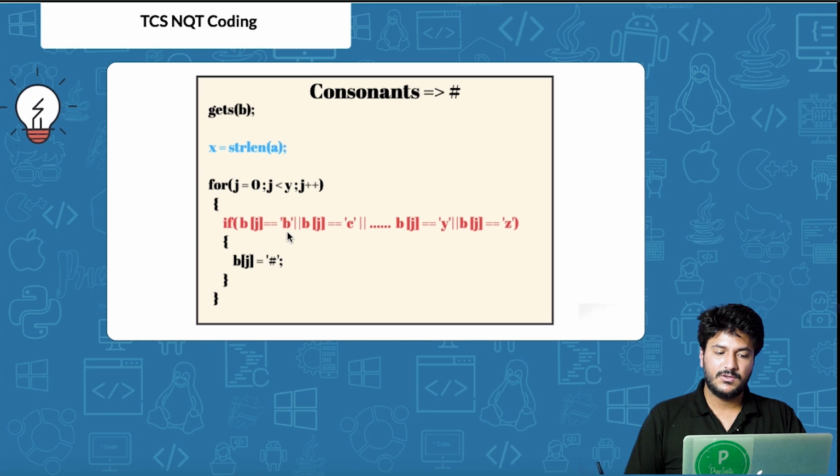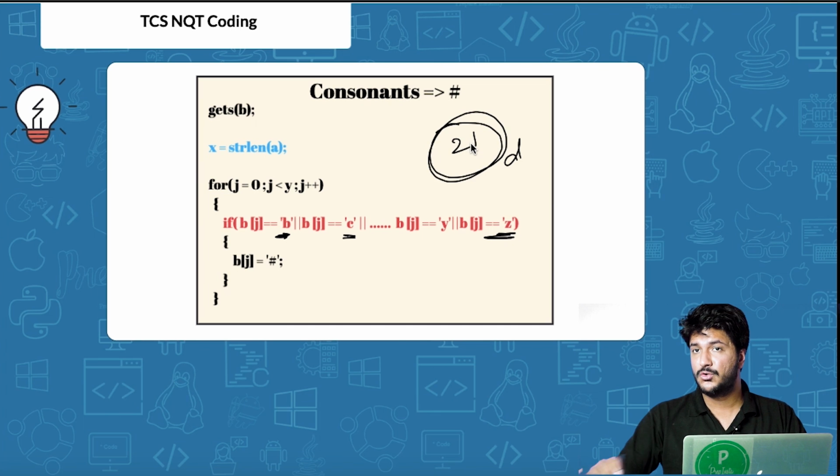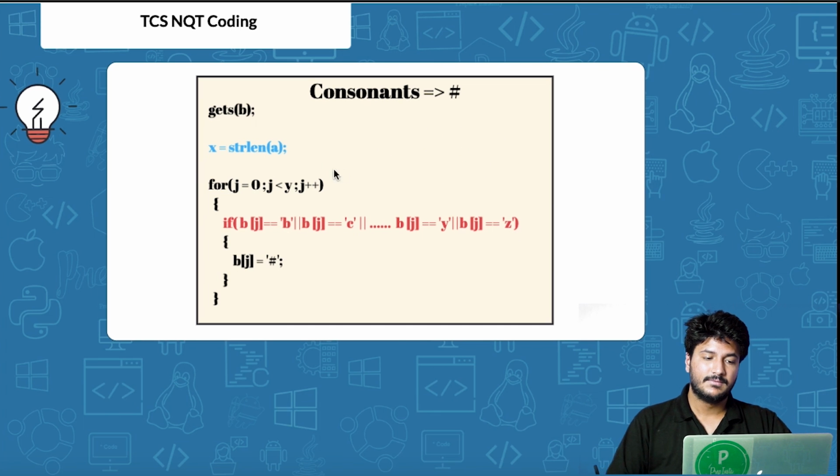So we started from the first consonant, that happens to be B, then C, then D, F, G, and so forth, till finally Z. We will write all of those under the condition. There is no other way. You have to write all of them, right?